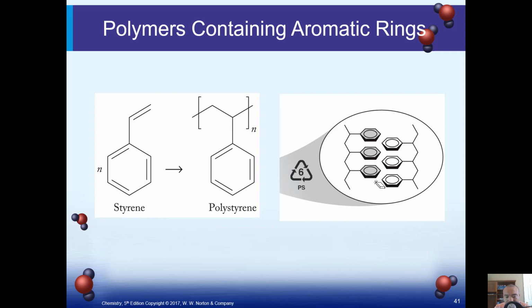If an inert gas, such as pentane, is blown into the molten polymer, it creates spaces in the polymer and prevents the rings from stacking. The result is polystyrene foam, or styrofoam, used in coffee cups and styrofoam coolers.